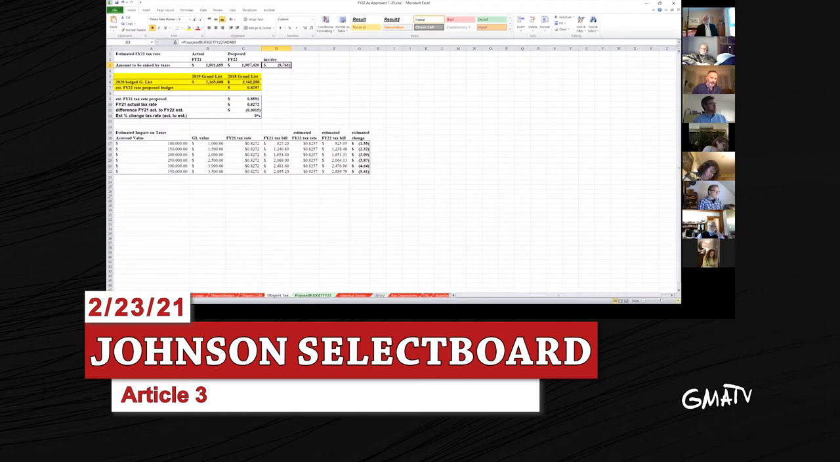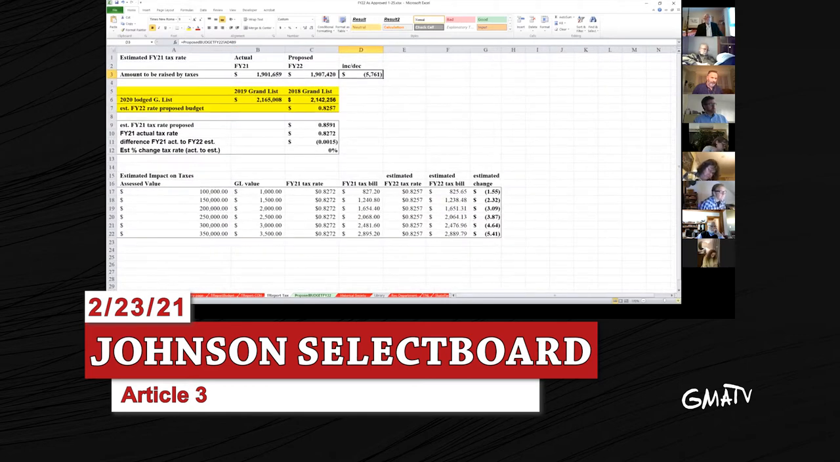And see a couple of lines down, estimated FY22, it's highlighted there, rate proposed budget. It's 82.8257. That would be the tax rate that would be going on, our estimated tax rate for property taxes.